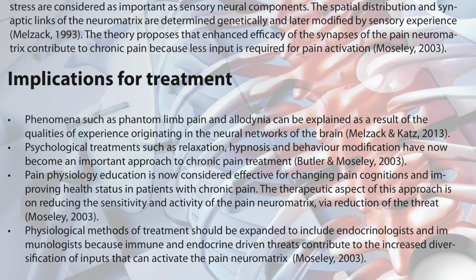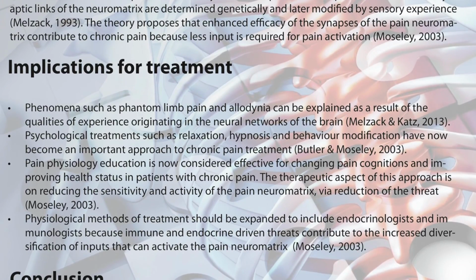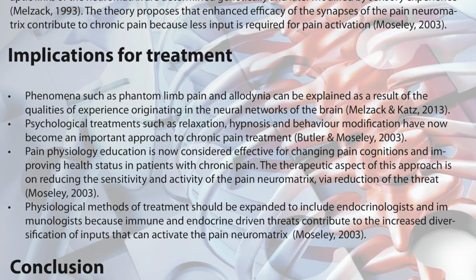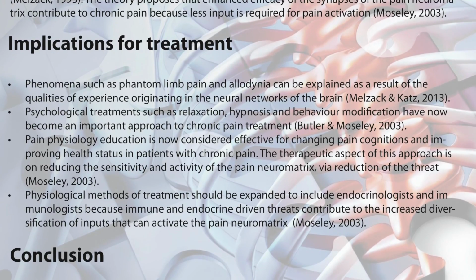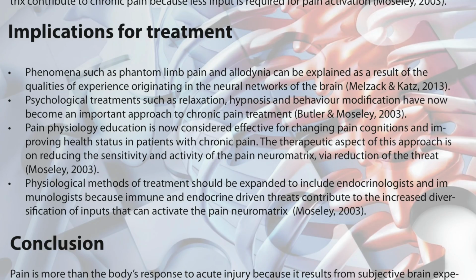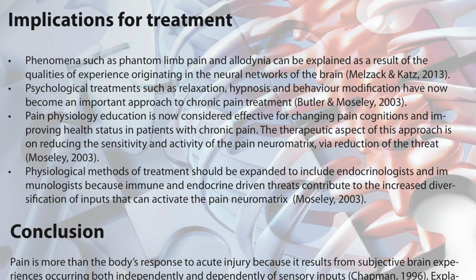So what are the implications of the neuromatrix concept to treatment? Well, firstly, phantom limb pain and allodynia can be explained as a result of the qualities of experience originating in the neural networks of the brain. Psychological treatments such as relaxation, hypnosis, and behaviour modification have now become an important approach to chronic pain treatment.